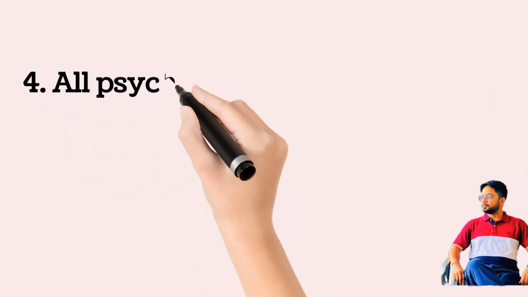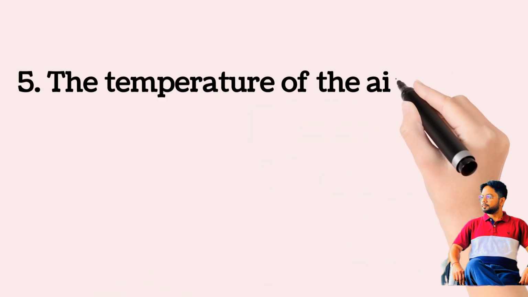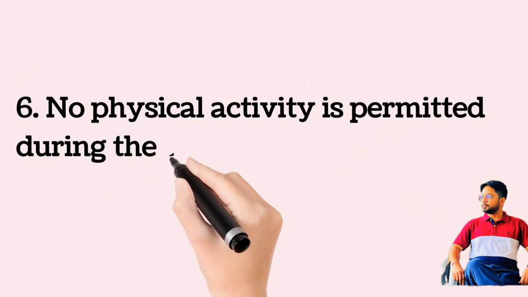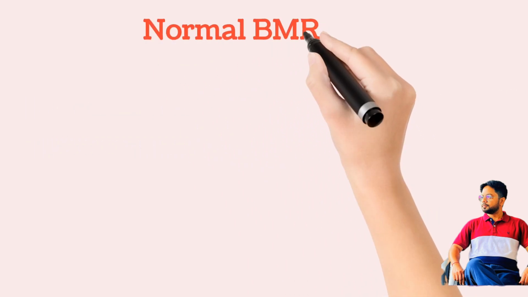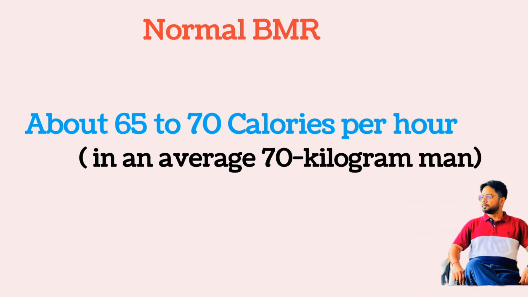All psychic and physical factors that cause excitement must be eliminated. The temperature of the air must be comfortable and between 68 and 80 degrees Fahrenheit. No physical activity is permitted during the test. The BMR normally averages about 65 to 70 calories per hour in an average 70 kilogram man.